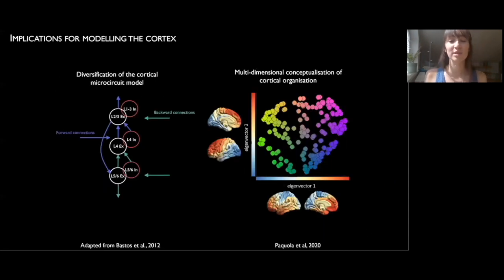So to wrap up, these principles have implications for how we model the cortex more broadly. First, it shows that we need to move beyond the notion of uniformity of the cortex, such as the canonical cortical microcircuit, because not all of the cortex even has all these layers, and I think it disregards the profound regional variability that we do see in cortical architecture. So it's time to diversify the canonical cortical microcircuit. And it also suggests that multidimensional approaches can provide more comprehensive reconstructions of cortical organization.